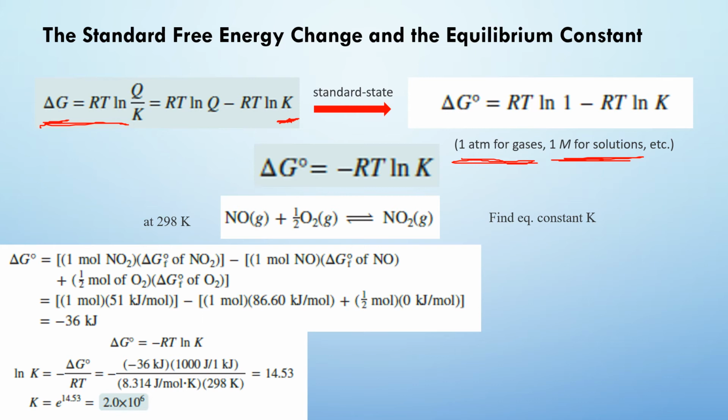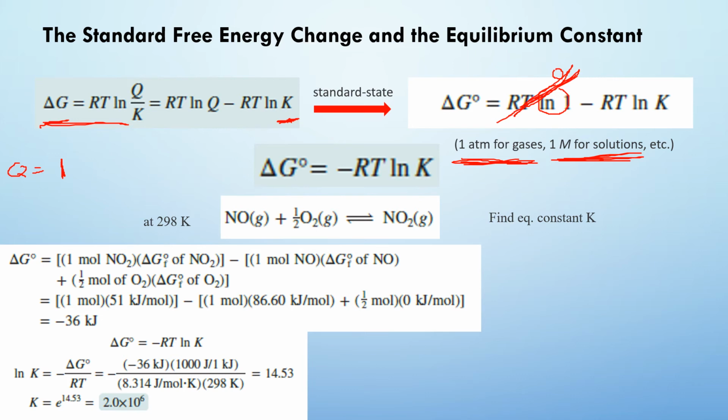So at standard state, Q here, remember Q is the reaction quotient, so all the activities for the reactants and the products will be 1. Overall, this Q value will be equal to 1, based on the definition of the standard state, so the ratio will also be equal to 1. When Q is equal to 1, natural log of 1 is equal to 0. So RT times 0 is equal to 0, and this term is eliminated.